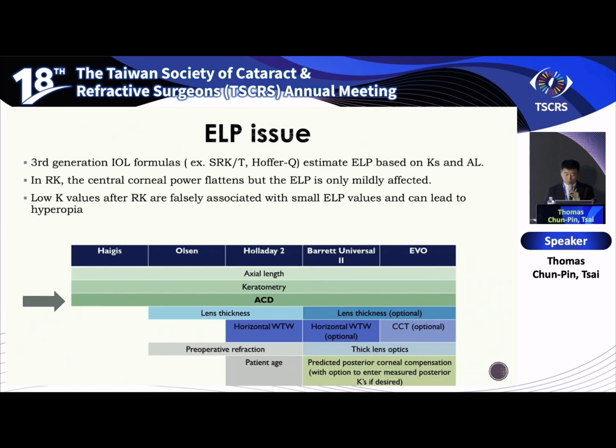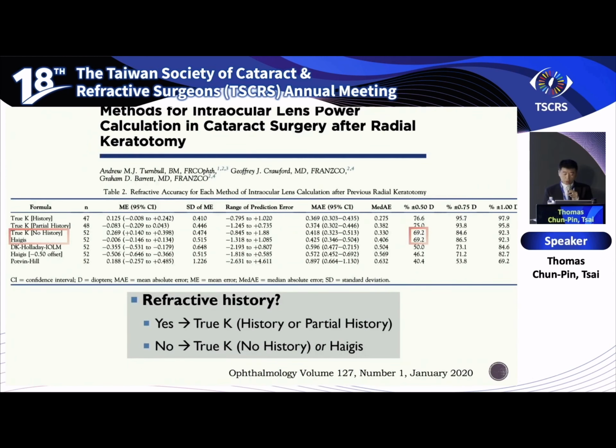Therefore, more advanced formulas would be more accurate for RK patients. For example, use Haigis, Holladay 2, or Barrett Universal 2 formulas, which take into consideration measurement of the anterior chamber depth and determine the final effective lens position. According to a study published in 2020, if you have the refractive record before RK surgery, you can use the Barrett True-K formula with history of RK.